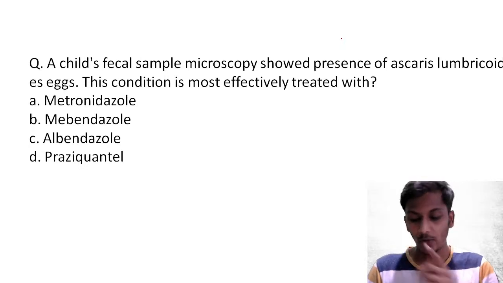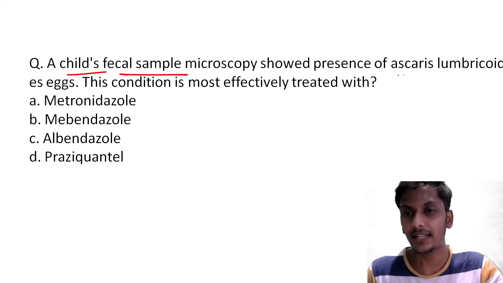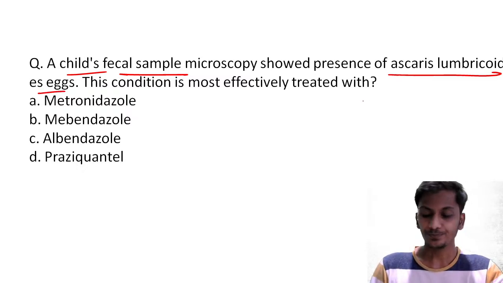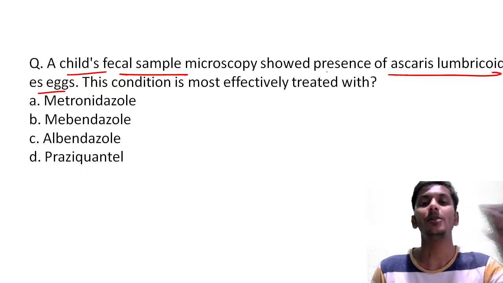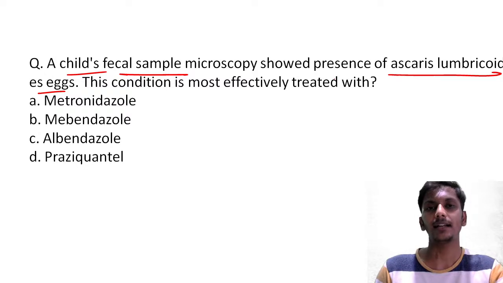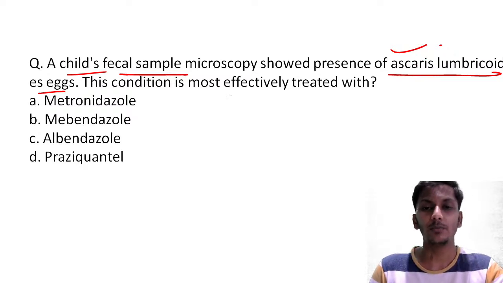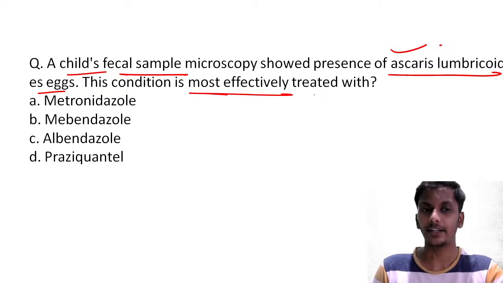Now moving to our next question, guys, which states a child's fecal sample microscopy showed presence of Ascaris lumbricoides. This condition is most effectively treated with. So as we all know, Ascaris lumbricoides is what? Ascaris lumbricoides is a helminth. So they are actually asking us about what? Anti-helminthic drug. And about which condition? Ascariasis. So Ascaris lumbricoides हमें fecal microscopy पे दिखे. Now this condition is most effectively treated with what? So drug of choice for Ascariasis they are asking in short. Okay.